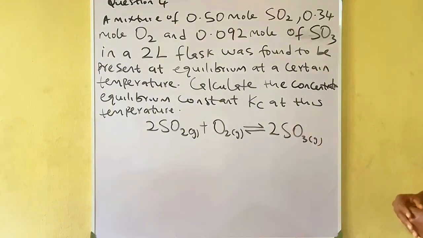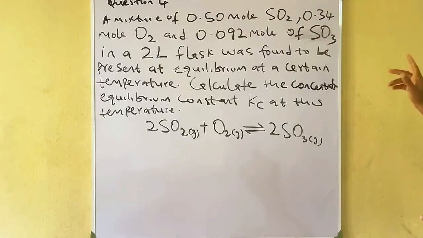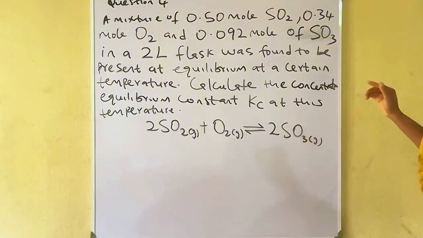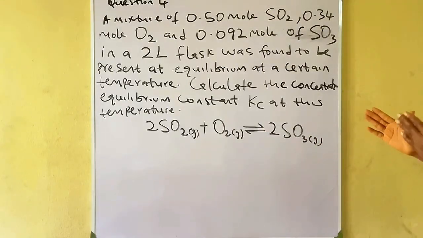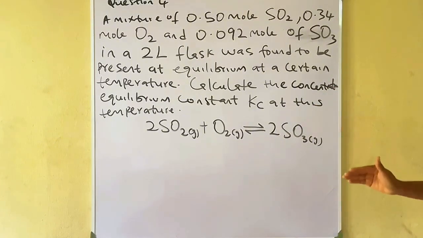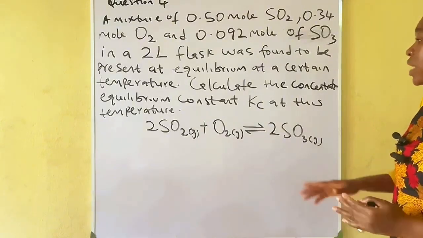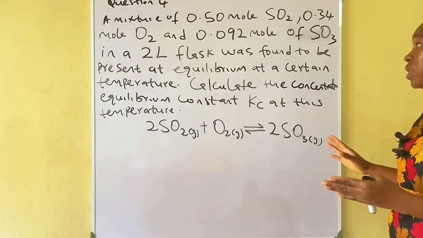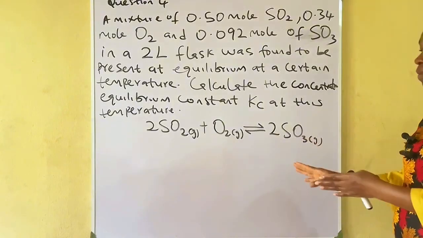So let's look at question number 4. A mixture of 0.50 mole SO2, 0.34 mole O2, and 0.092 mole of SO3 in a 2-liter flask was found to be present at equilibrium at a certain temperature. Calculate the concentration equilibrium constant Kc at this temperature. So this is the equation for the reaction. So we're going to look at this question. What we'll do at this point is to put all this concentration, write the equation for the equilibrium constant, and put it.